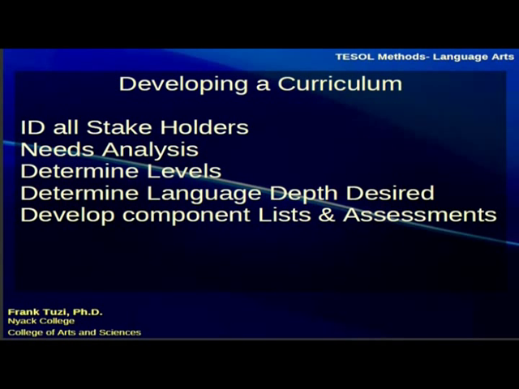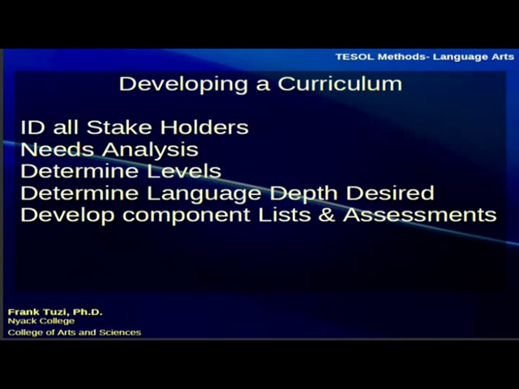Now, you as language teachers, you're going to have to develop a curriculum possibly at some point, especially if you're overseas or you're working with a new program. And what you're going to need to do, obviously, is find out what your needs are, and find out what the requirements are, and then build this thing. Here's a small process as we go down.